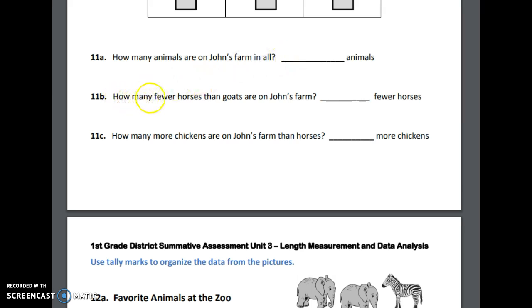The next question says, how many fewer horses are there than goats on John's farm? There are blank fewer horses. The next question says, how many more chickens are on John's farm than horses? On the blank, you will write blank more chickens. Write a number on the blank to represent your answer.